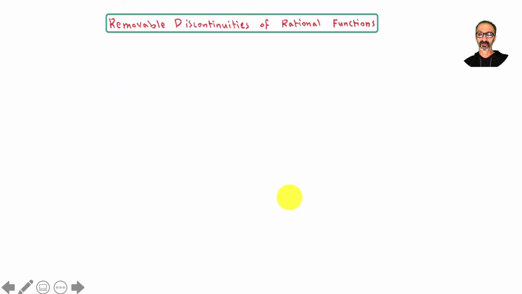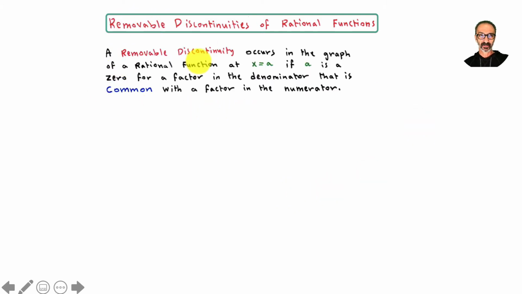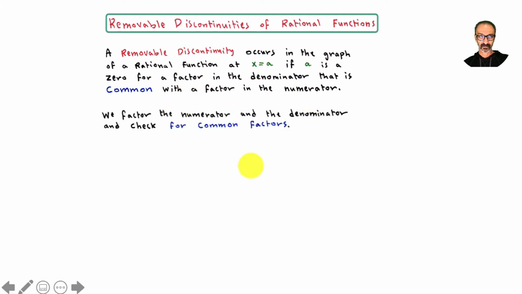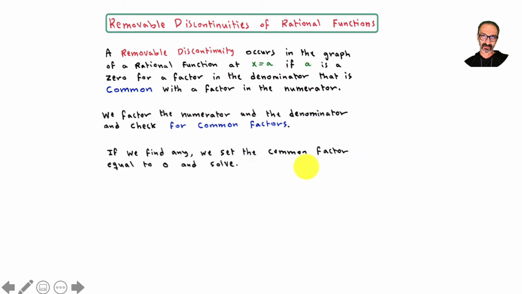Removable discontinuities of rational functions. This might be new to you. Removable. A removable discontinuity occurs in the graph of a rational function at x equals a if a is a zero for a factor in the denominator that is a common factor with a factor in the numerator. What does that mean? We're going to read the notes and I'll show you some examples quick. We factor the numerator and the denominator, and we look for the common factors. Then we find the zeros for those common factors.